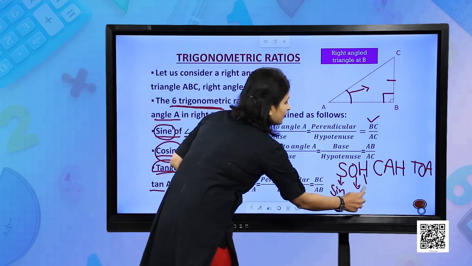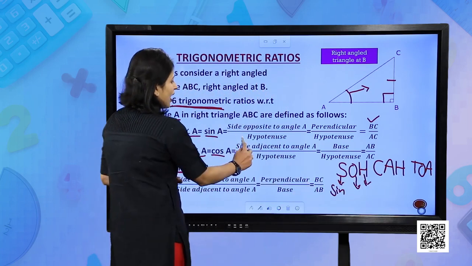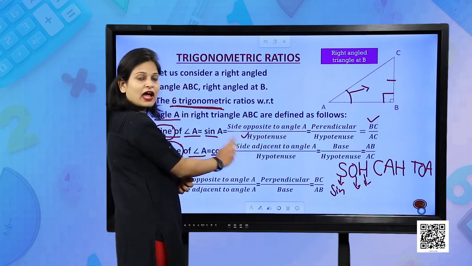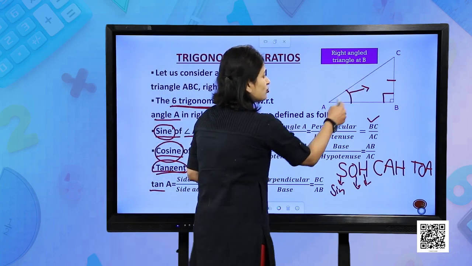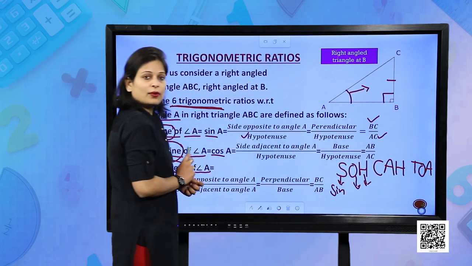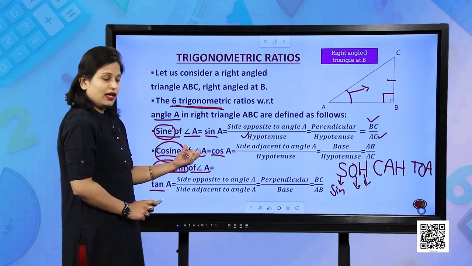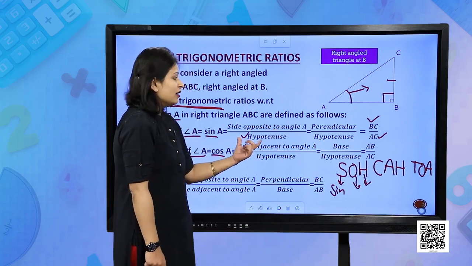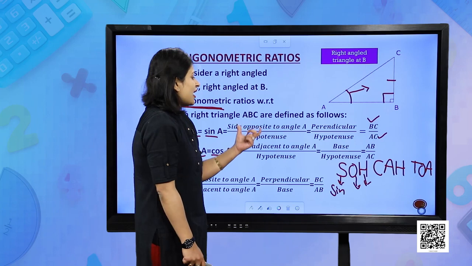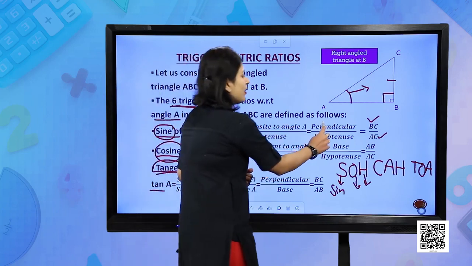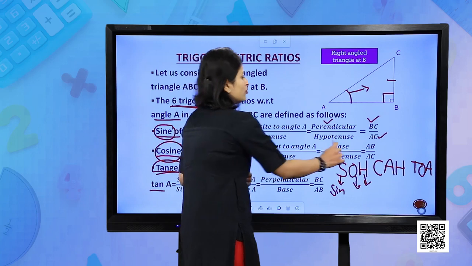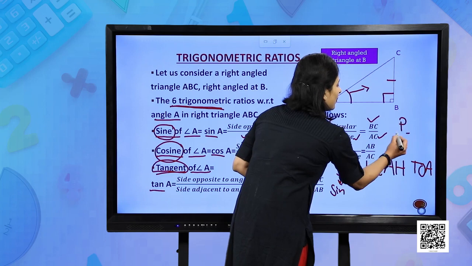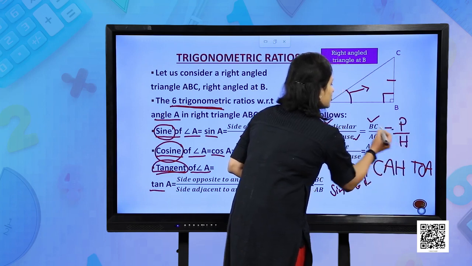Now, H stands for hypotenuse. So, side opposite to angle A divided by hypotenuse. Now, what is hypotenuse over here? AC. Okay. So, sine of angle A means sine A is side opposite to angle A divided by hypotenuse. Side opposite to angle A is also called perpendicular, and hypotenuse is hypotenuse only. So, you can say it is also equal to perpendicular upon hypotenuse.